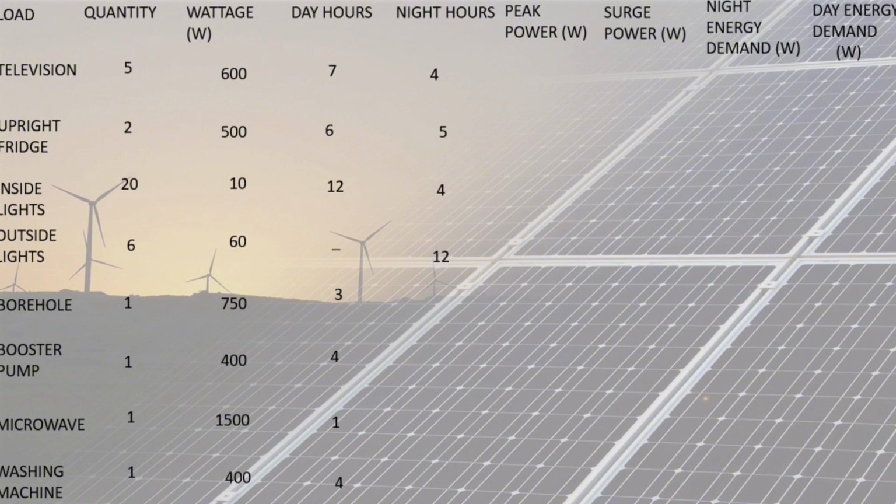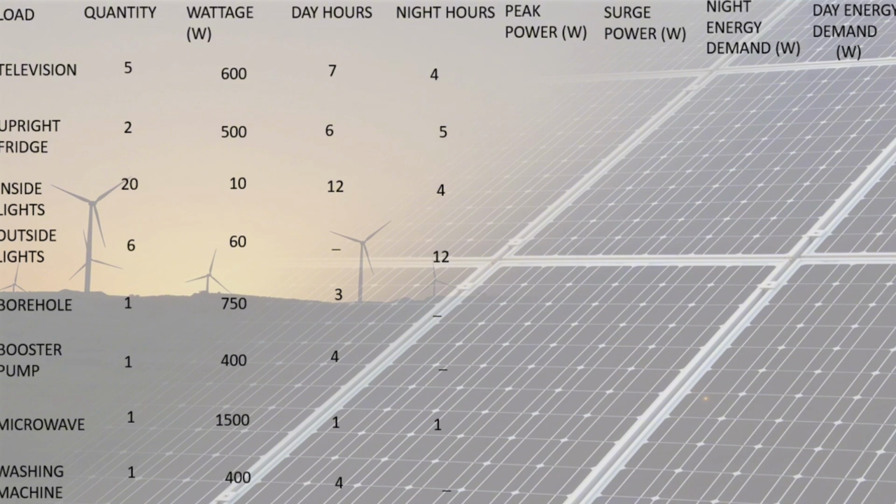Our ball did not operate, our booster pump did not operate, our microwave operates 1 hour, our washing machine operates none again. So, calculating the peak power, surge power, night energy demand, and day energy demand is done as follows. As we said earlier in the formula, to calculate peak power, we multiply quantity by rated power, or wattage.